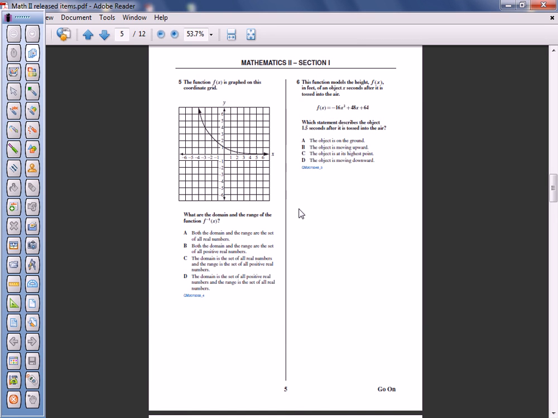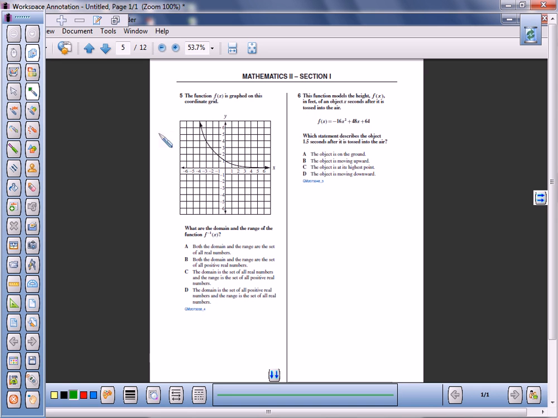So, let's take a look at this first problem. The function f of x is graphed on this coordinate grid. What are the domain and range of the inverse of f? Okay, so we look at this, and the domain of this is from negative infinity to positive infinity. It's an exponential function, isn't it? And the range is from 0 to infinity.